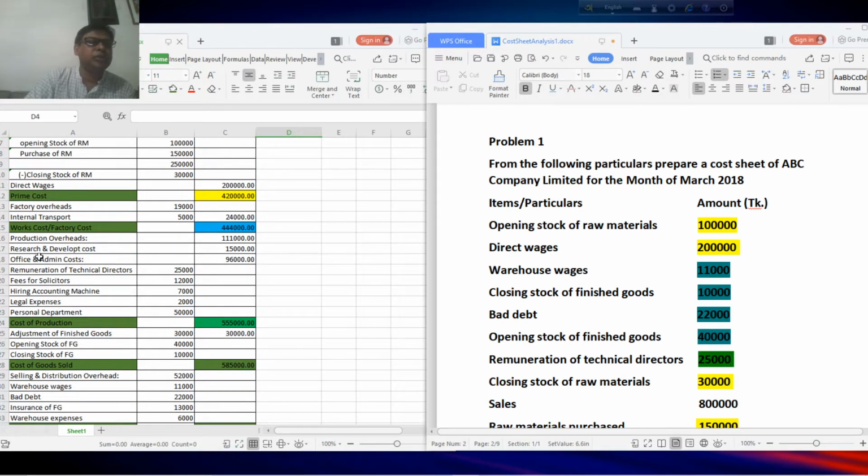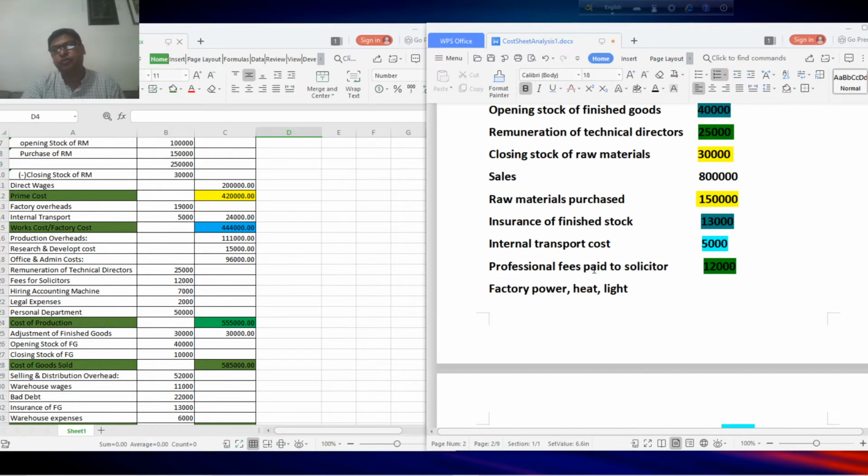Now to find out the works cost or factory cost, you have to find out the factory overheads. The factory overheads given here are the factory lighting, heating, powering, and the internal transport. These are all factory overheads, so we have to add them here. These factory overheads will construct the factory cost segment.